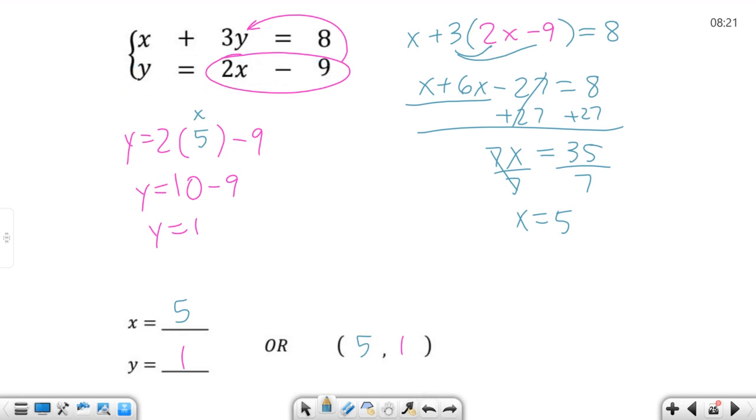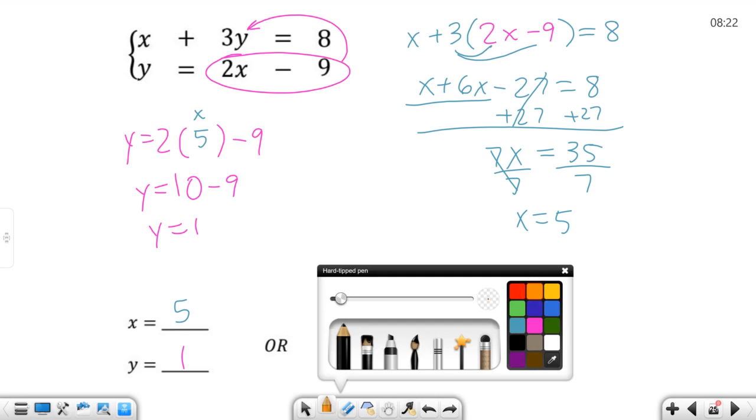So check it where? Check it here. If I do that, x is equal to 5, so this is 5, plus 3 times 1 is 3. Now, if that had been minus, I could have just changed that plus. But 5 plus 3 is what? 8. Does 8 equal 8? Yep. So there it is. 8 equals 8. It checked out. It worked. All right.